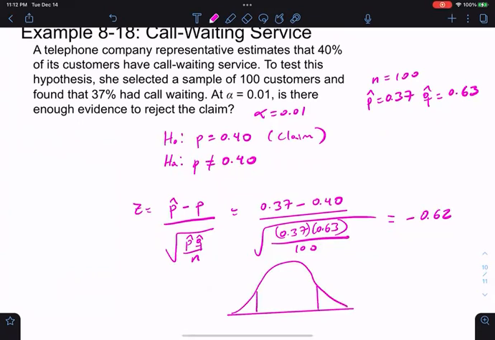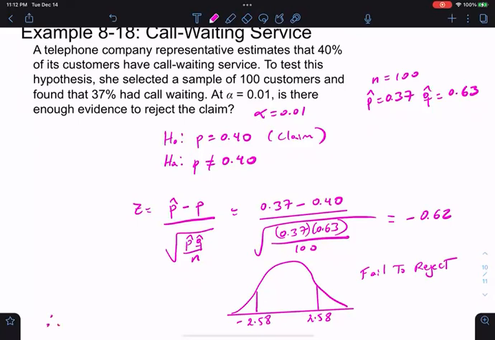So we have 0.01, so that's 99%, right? So this is a two-tail test. Therefore, this is going to be positive and negative 2.5. So negative 0.62 is not in the rejection region, it's somewhere in the non-rejection region, therefore fail to reject.